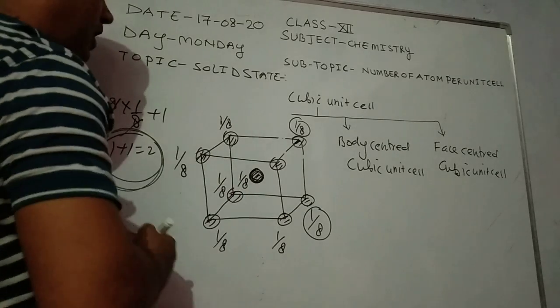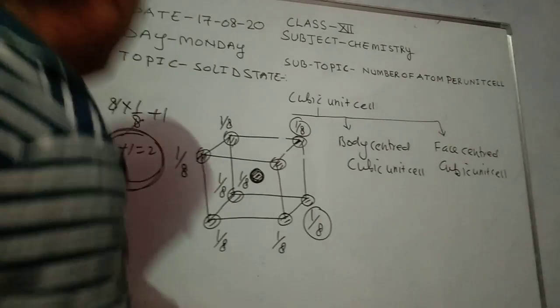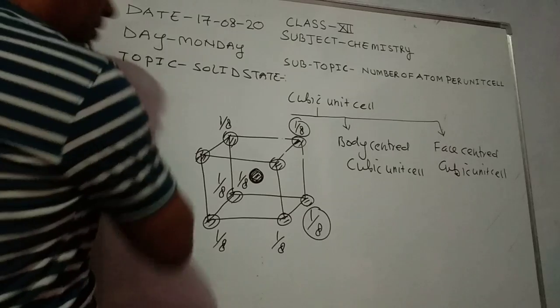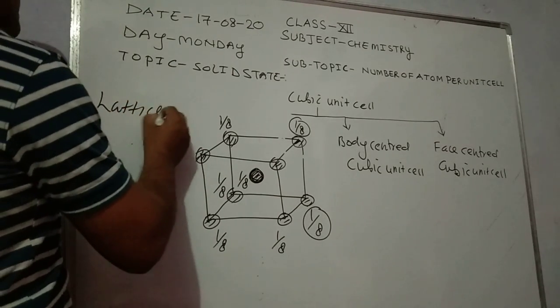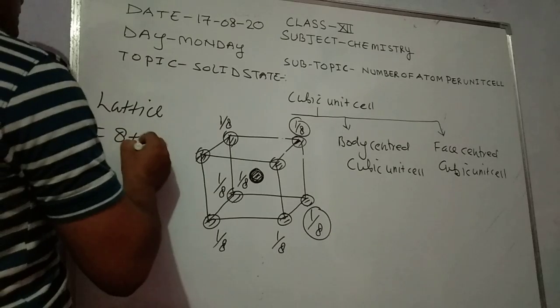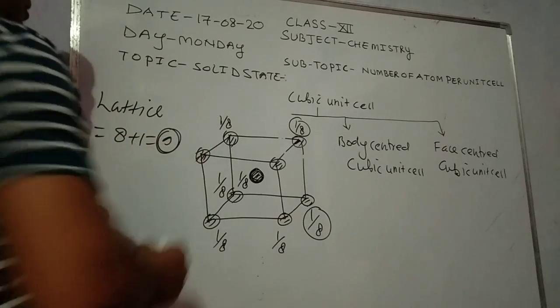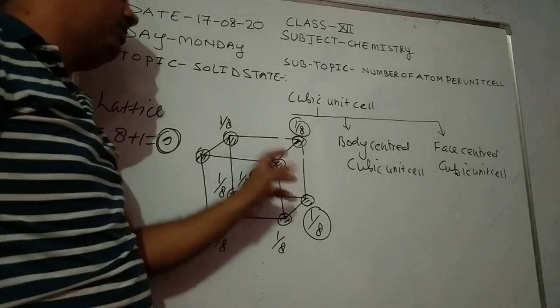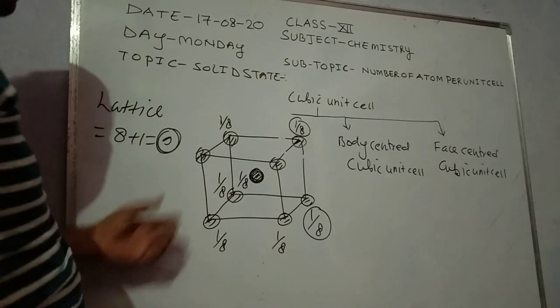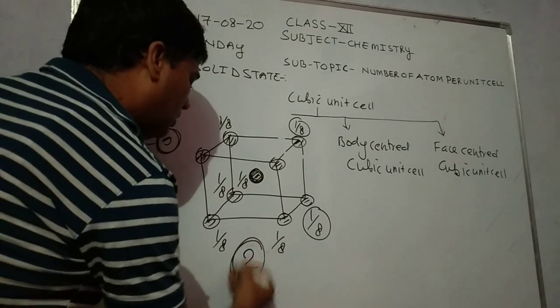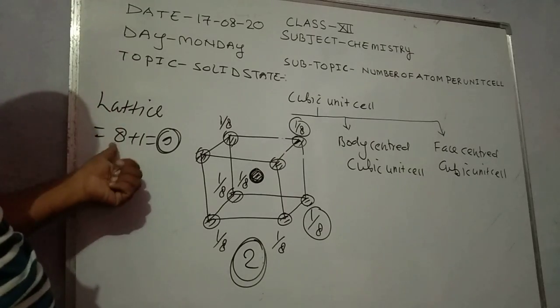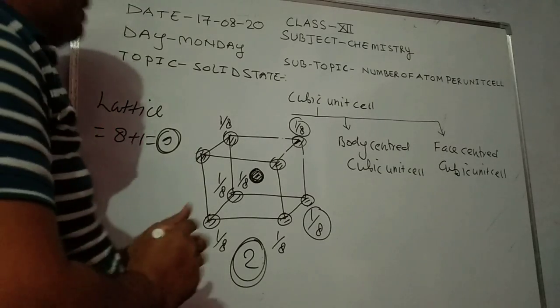And the lattice points, how many lattice points? That is 8 plus 1, that is 9 lattice points. The total lattice points is equal to 8 plus 1, that is 9. A lattice point may be an atom, a molecule, or ions. So the number of atoms per unit cell in body centered is equal to 2, and the lattice points is equal to 8 plus 1, that is equal to 9.